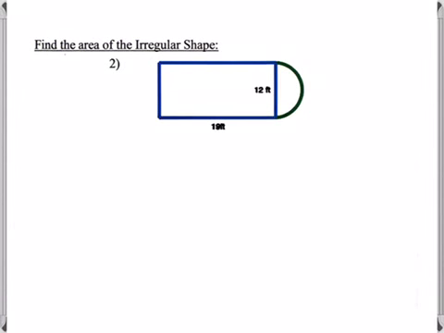All right, now we want to find the area of this irregular shape. We've got essentially just a basic rectangle here, so I'm going to call this A1. Finding the area of that should be pretty straightforward. It's just base times height. So we've got 19 times 12, which is going to give us 228 feet.